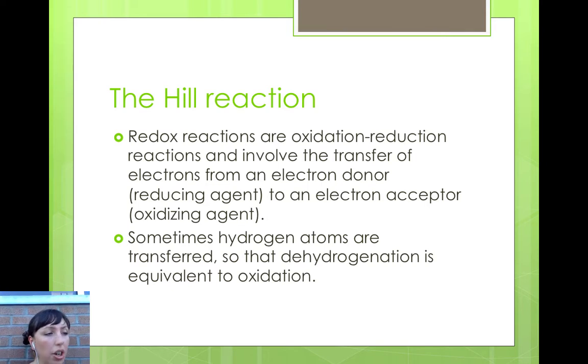The Hill reaction is a redox reaction. Redox reactions are oxidation reduction reactions and involve the transfer of electrons from an electron donor, which will be the reducing agent, to an electron acceptor, which is the oxidizing agent. Sometimes hydrogen atoms are transferred so that dehydrogenation is equivalent to oxidation, which we've seen in the process of respiration.